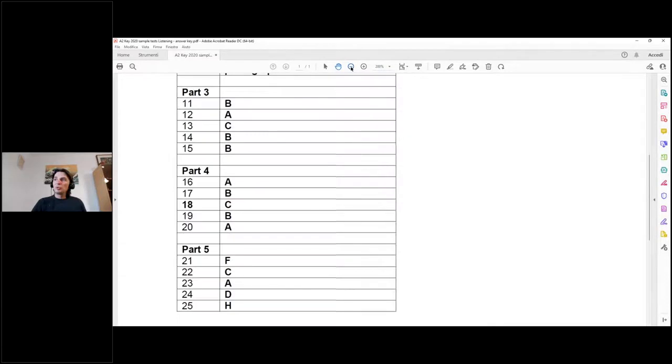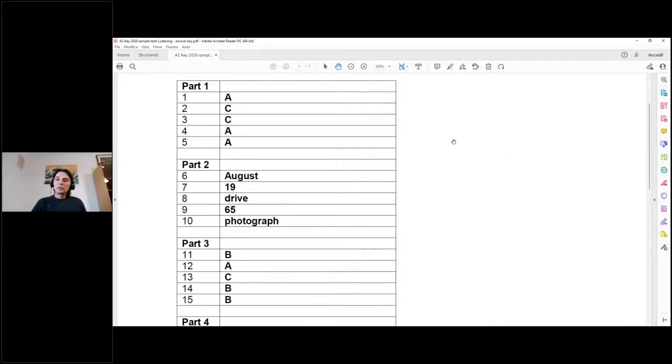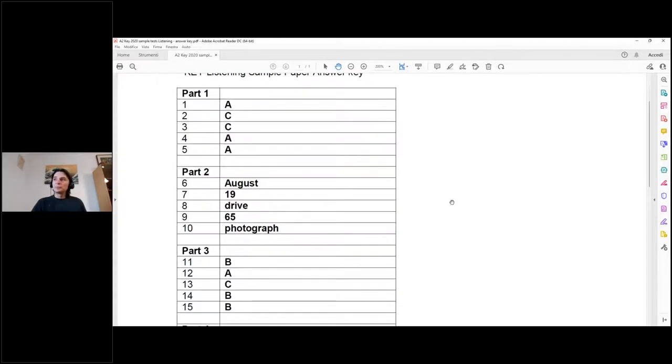Now, why is this important? Because you must count how many correct answers you got. So make sure you check your answers to see if they are correct, because each correct answer is a point.